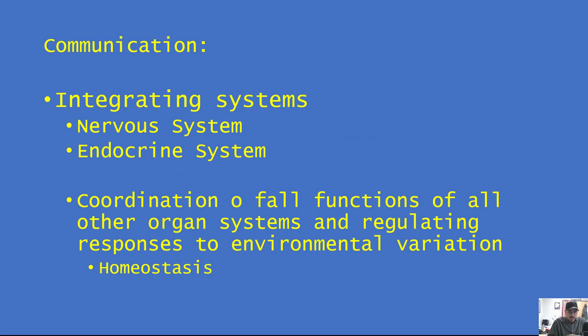Now, the endocrine system as well as the nervous system are known as integrating systems. As I said, they coordinate all of the functions of the organ systems together, allowing you to maintain homeostasis. The environment has variation from day to day, but your organ systems can be coordinated. Essentially, they talk to one another, allowing you to maintain homeostasis and be a functional multicellular being.